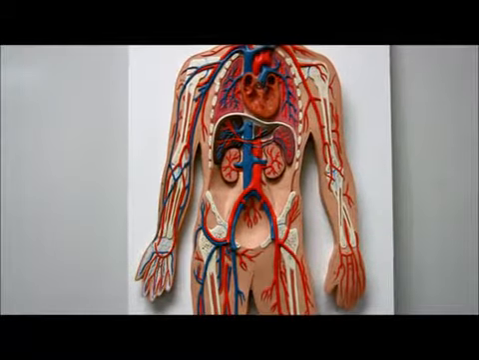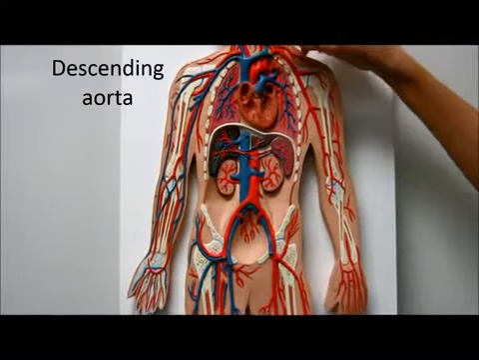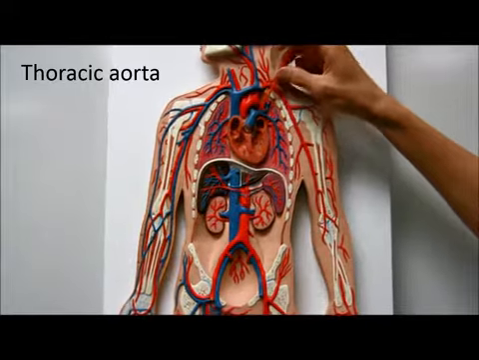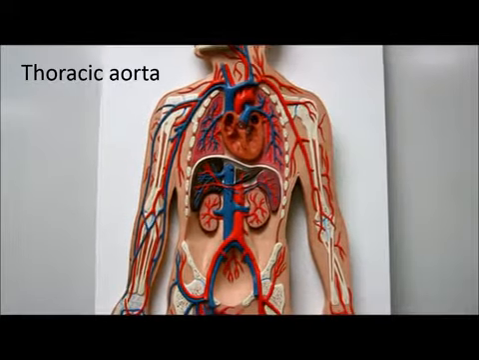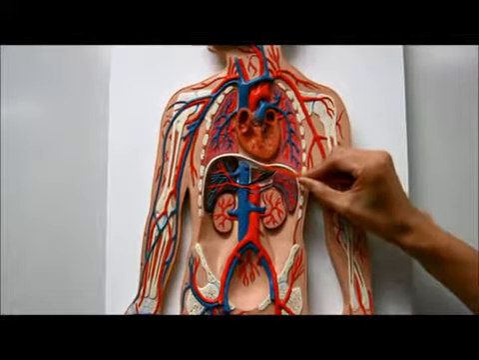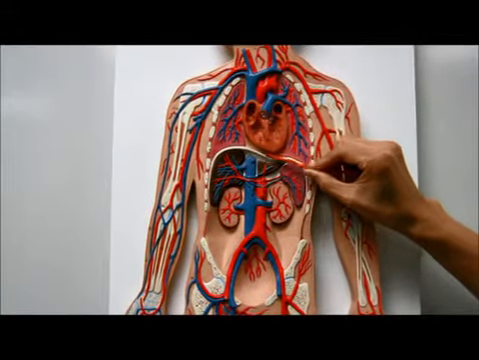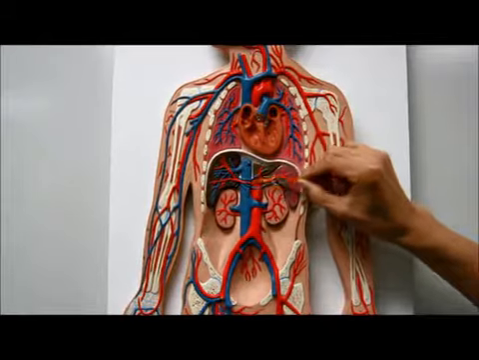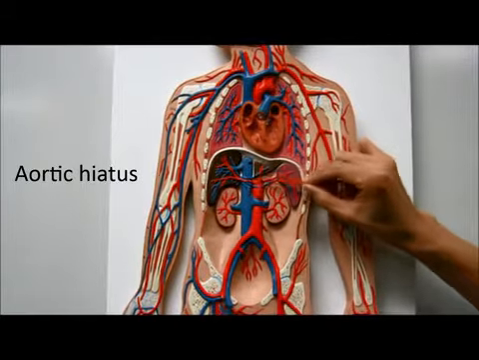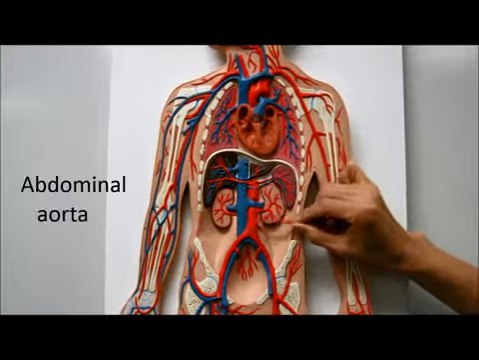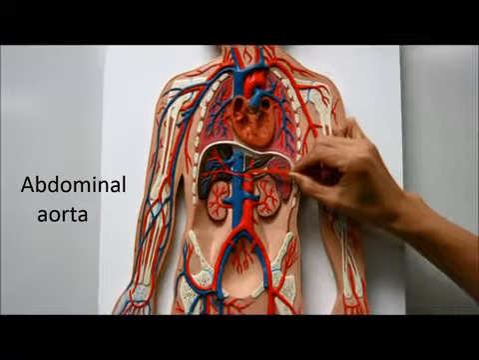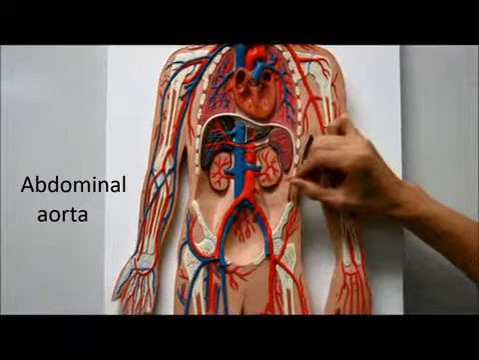Go back here, the descending aorta becomes the thoracic aorta, which runs posteriorly behind the heart. Then the thoracic aorta pierces through or crosses the diaphragm through an opening of the diaphragm called the aortic hiatus, and then becomes the abdominal aorta once it passes into the abdominal region. So from here to here is the abdominal aorta.